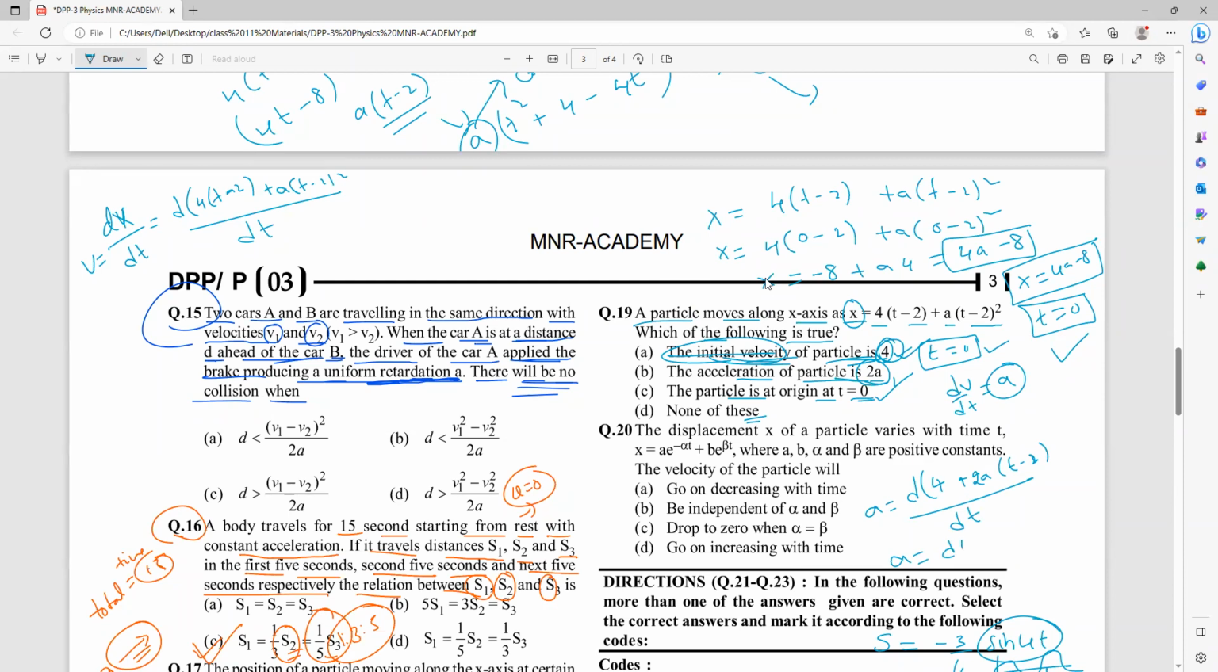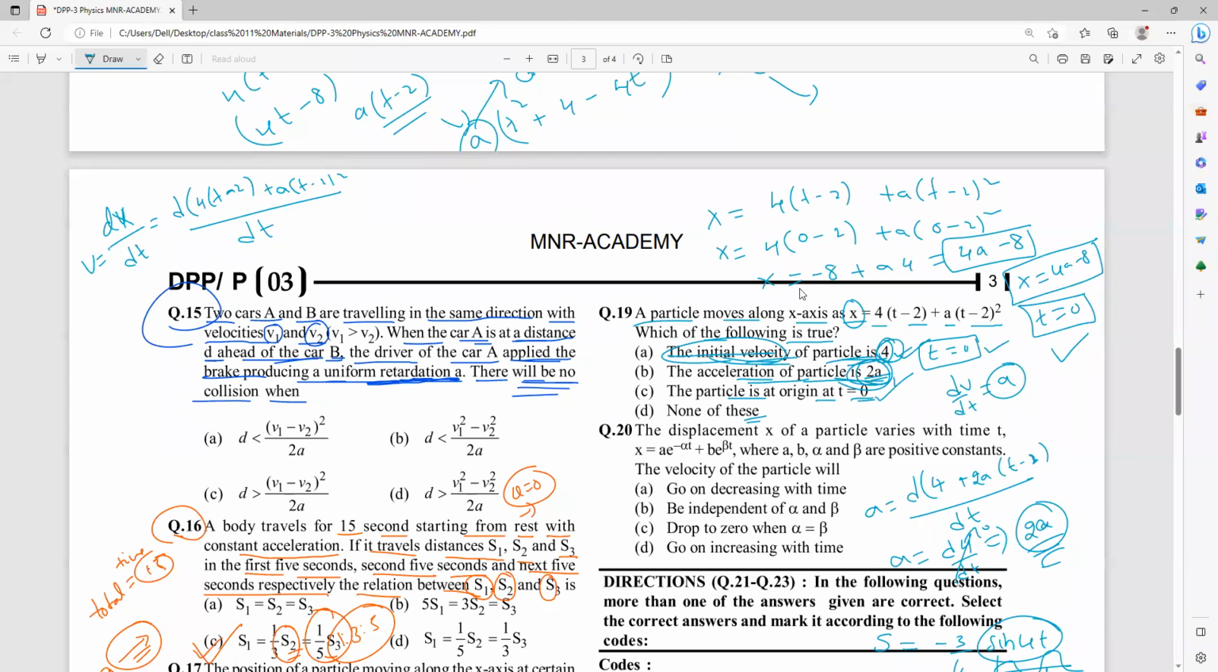Sir, 2a. dt will cancel, and this will also get cancelled. So what will the acceleration become? Everybody, constant. So acceleration will become 2a. 2a will come. So acceleration is constant, and the acceleration of the particle is what? 2a. Is it right or wrong? Yes, please. All of you. Yes, sir. So then what is the correct answer?